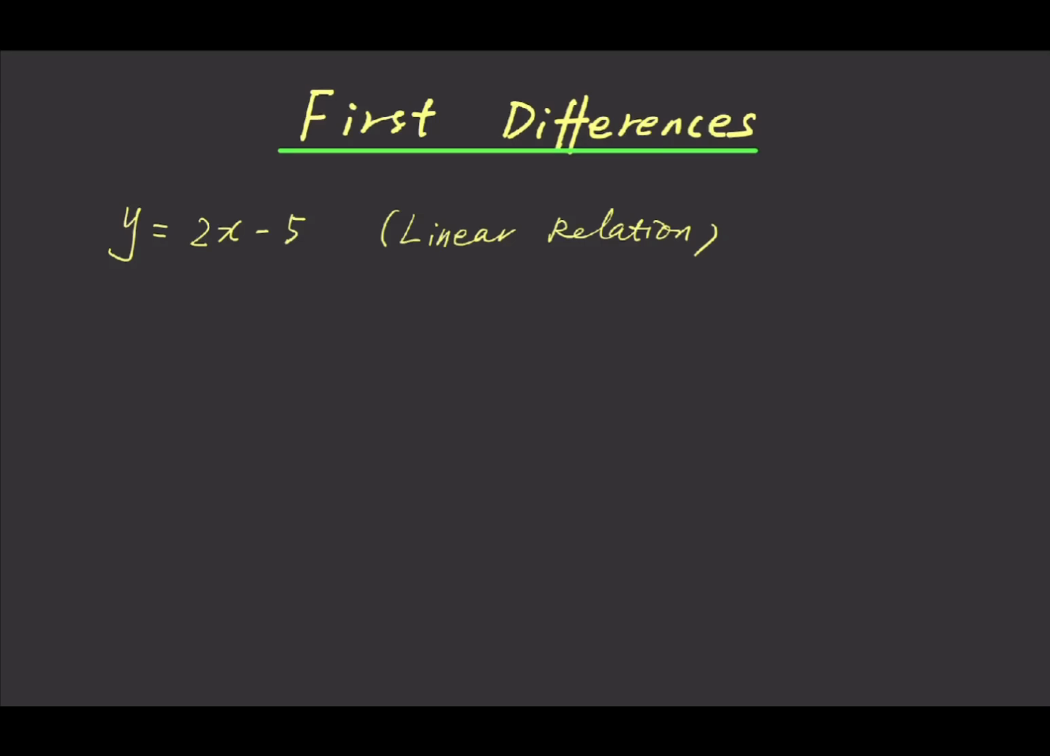In this video, I will use a specific example to explain what the first difference is. First, please look at this linear relation y equals 2x minus 5. Here, how to figure out the first differences? According to the explanation of first differences, we know the prerequisite should be that x changes evenly.